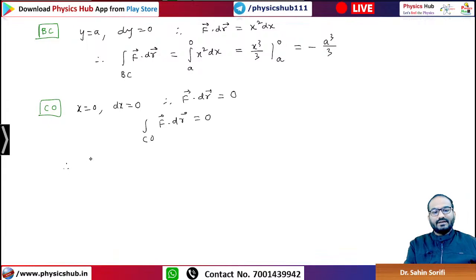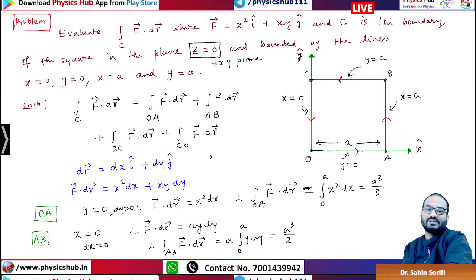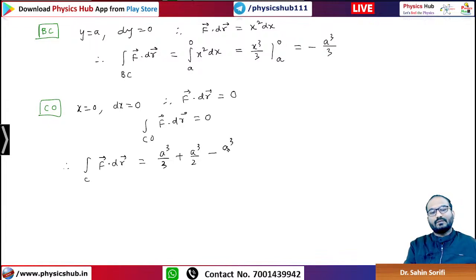Now if you want to get this whole line integral along the whole closed path, the entire path, F dot dr, then you have to add each of these integrals. Out of these 4 integrals, the last integral is 0, and the first two integrals are a cube by 3 and a cube by 2. Just add them up. The first integral is a cube by 3, the second integral a cube by 2, the third integral minus a cube by 3, the fourth integral 0. So a cube by 3 is getting cancelled, so only a cube by 2 remains. So this is the answer.